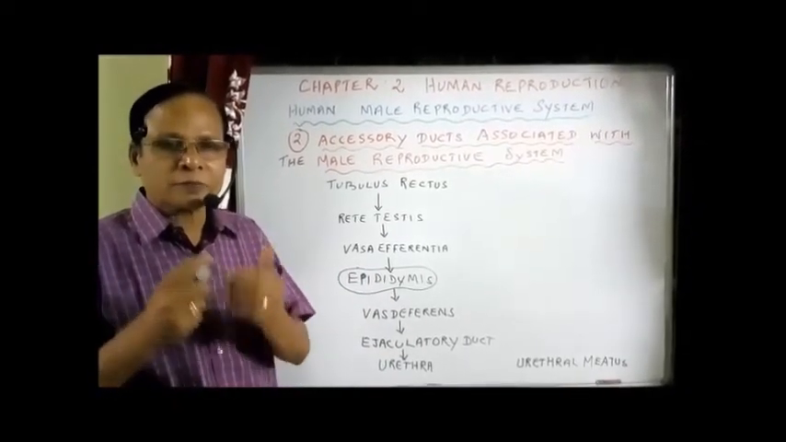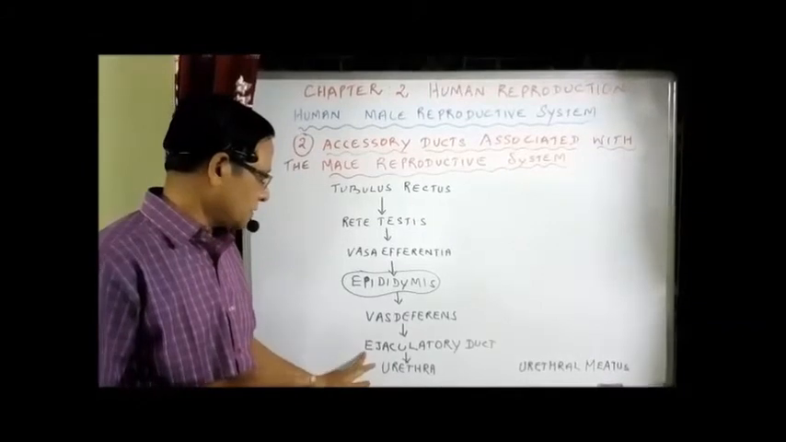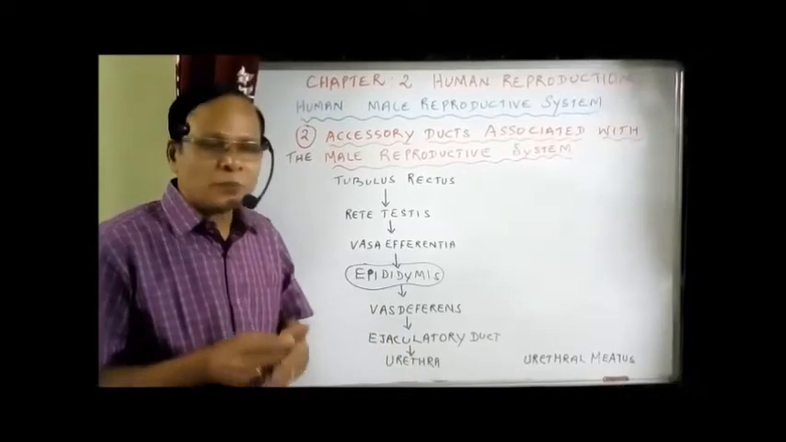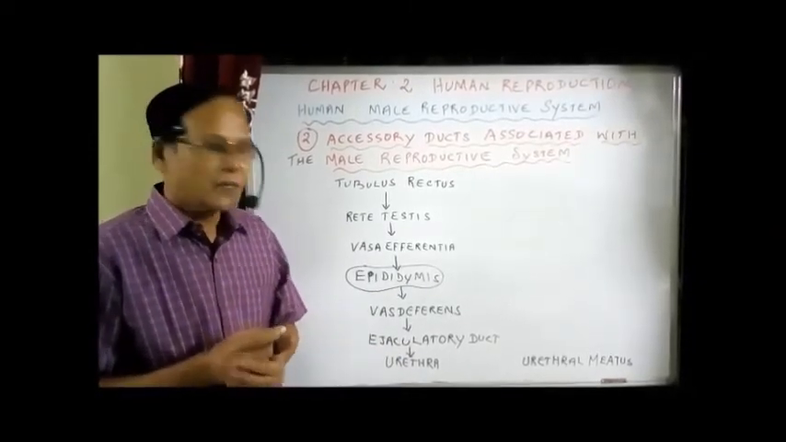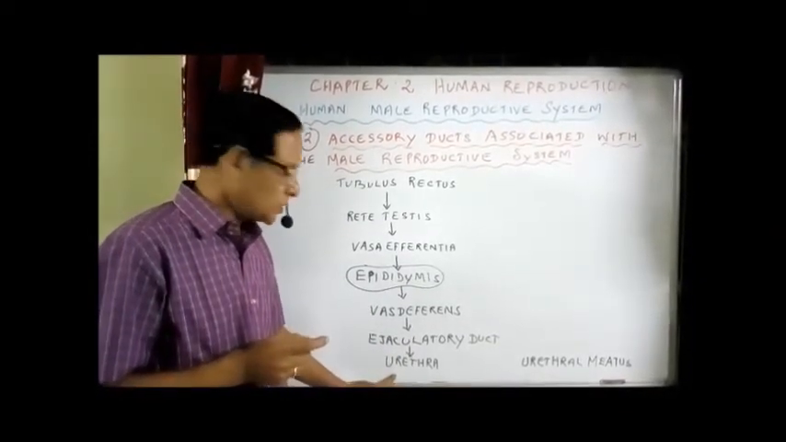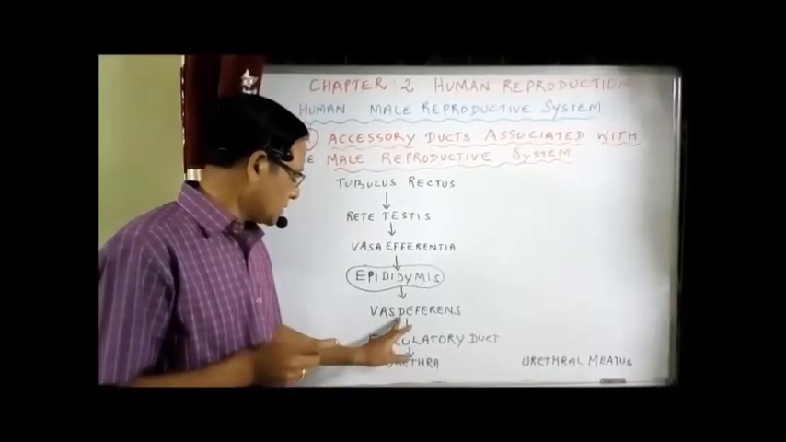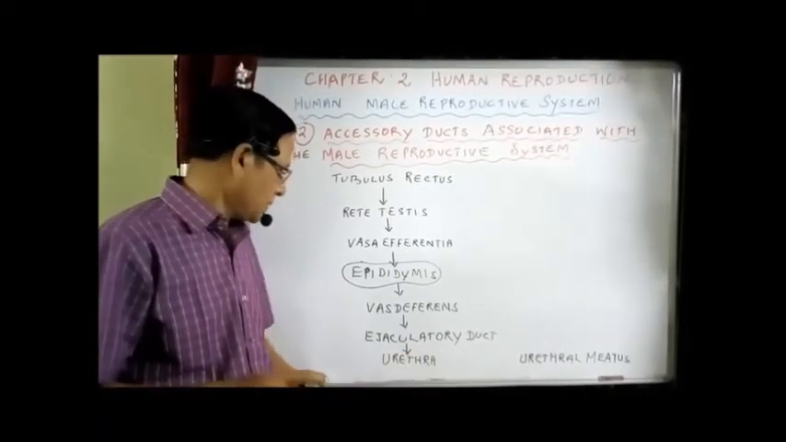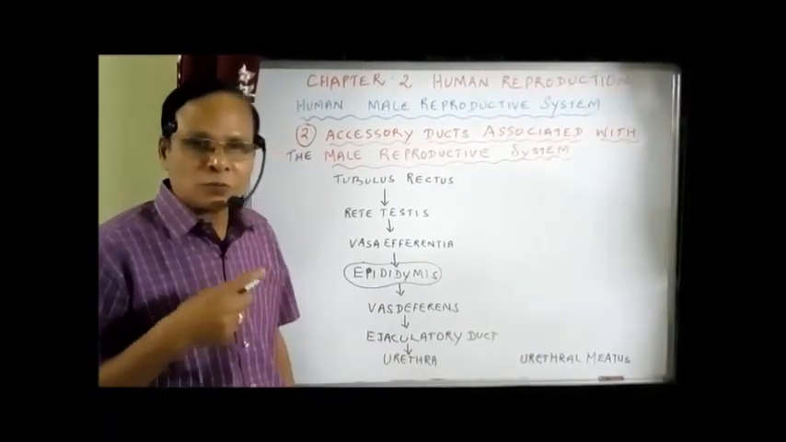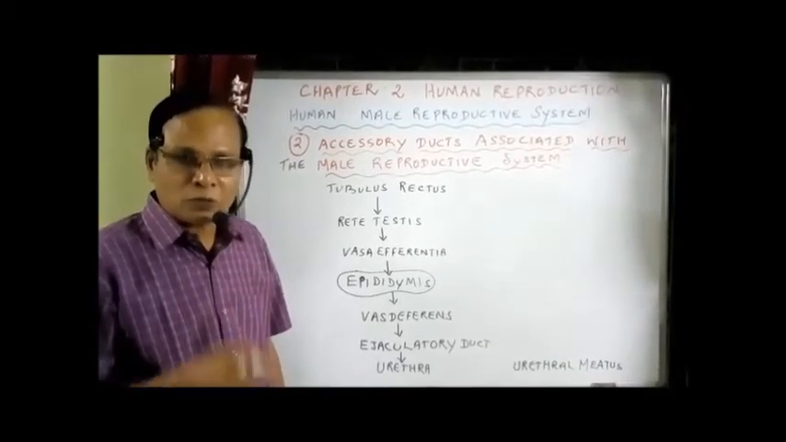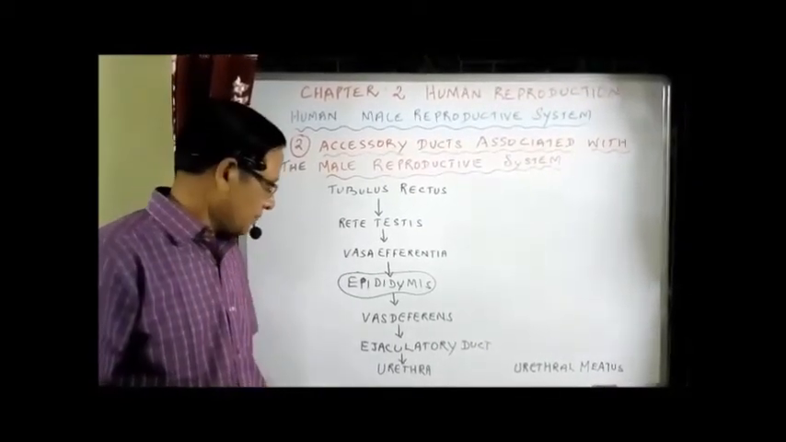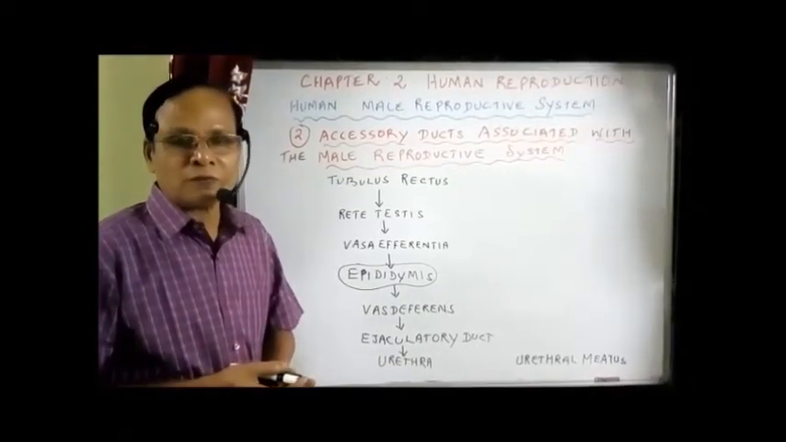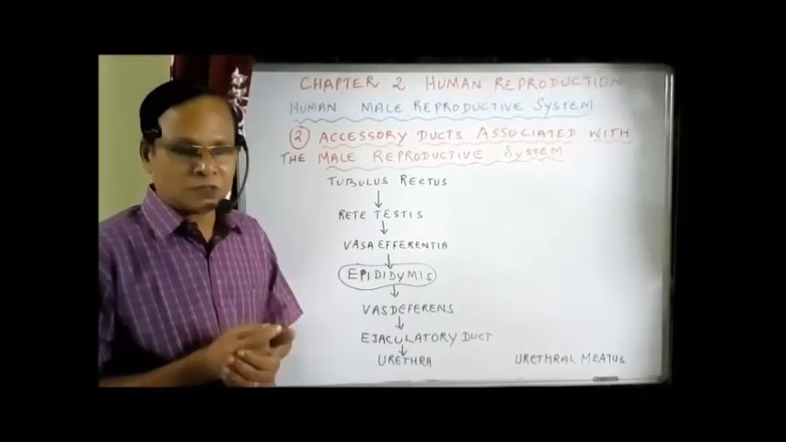After joining the ducts of the seminal vesicle, the vas deferens is called the ejaculatory duct. The ejaculatory duct normally passes through the prostate gland and reaches the last part of the reproductive system, namely the urethra. So the vas deferens is called the ejaculatory duct after joining with the ducts of the seminal vesicle. Now the ejaculatory duct passes through the prostate gland, a gland normally present below the urinary bladder, into the urethra. The urethra is normally the final, terminal part of the reproductive system.